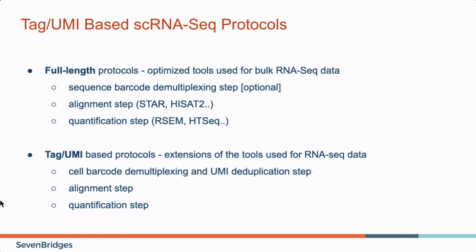There are many extensions of tools used for bulk RNA-seq that are optimized for processing single-cell data produced with UMI-based protocols, and we will be mentioning some of these in more detail later on, but the main addition to these tools are the barcode demultiplexing and UMI deduplication steps that are mandatory for UMI protocols. Next slide, please.